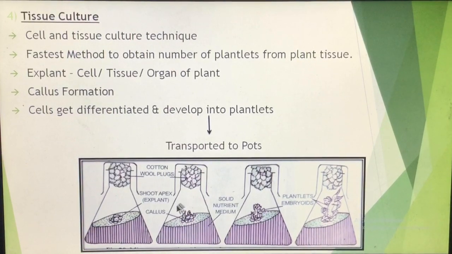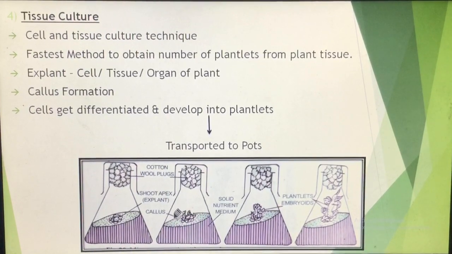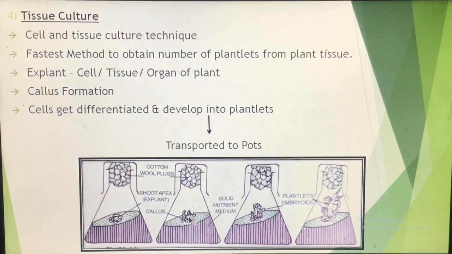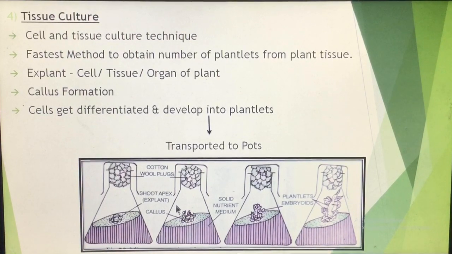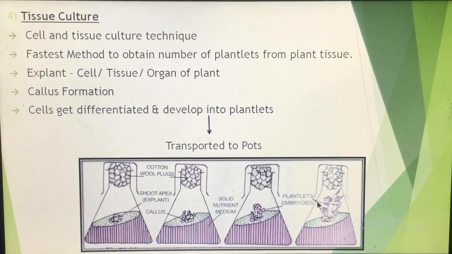Now callus is a mass of undifferentiated cells. Many cells which are undifferentiated, meaning one cell can give rise to a complete plant, that is known as a callus. So callus will be formed, and from this callus in the nutrient medium small plantlets come out. That means from one cell innumerable plantlets can be produced, and after that these plantlets are taken out and grown in pots.